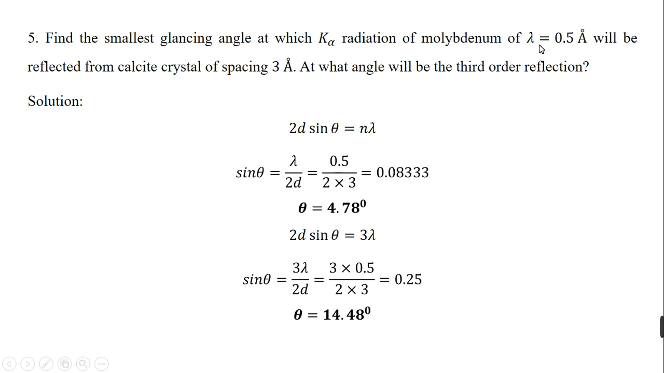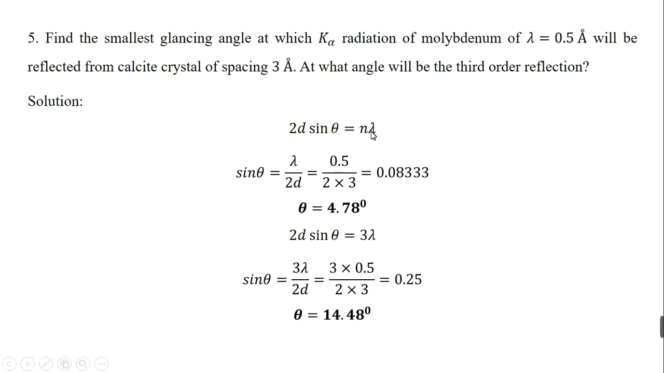So take the given values here. Wavelength is given, 0.5. Again all the things are in angstroms, no need of going for conversion, it cancels. So you write wavelength as 0.5 angstrom, and interplanar distance d is given here. The suitable formula for calculating the glancing angle is 2d sin theta is equal to n lambda. This is in accordance with Bragg's law. So what is to be determined here? First we have to determine the glancing angle. Theta is to be determined.